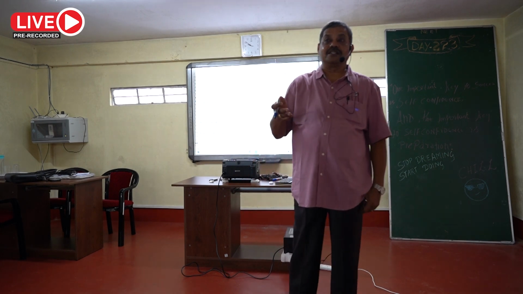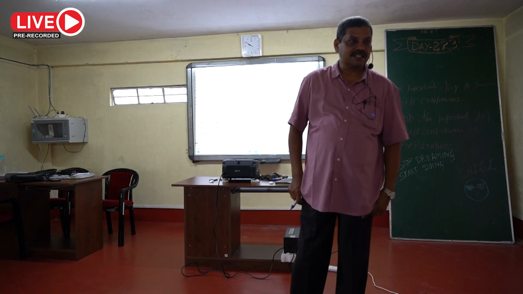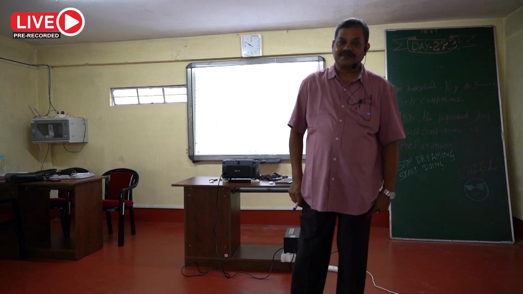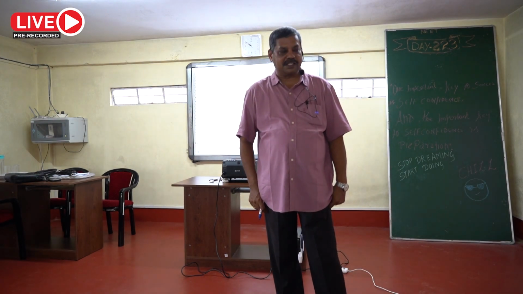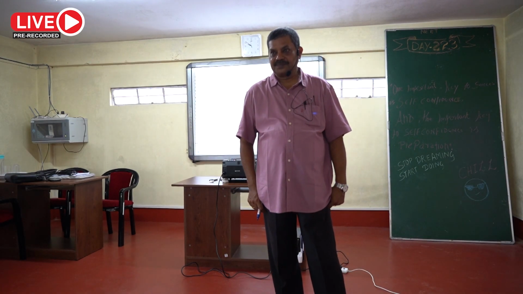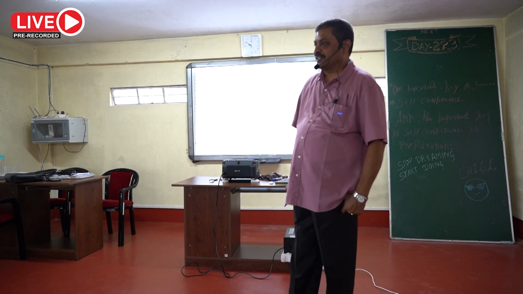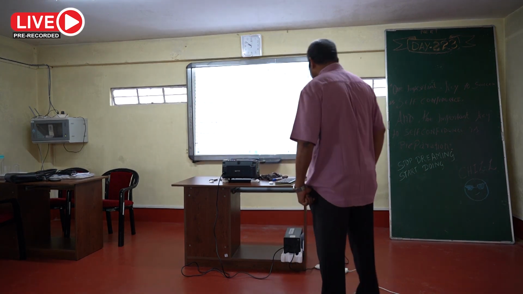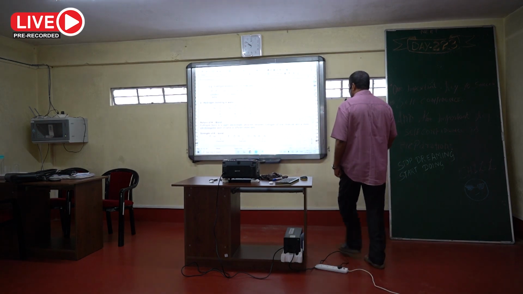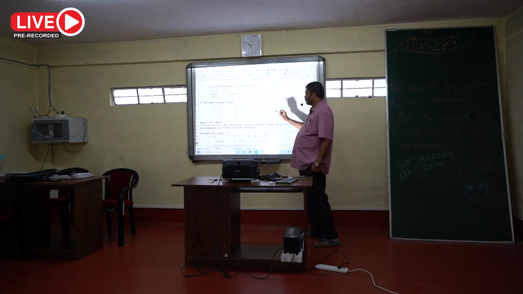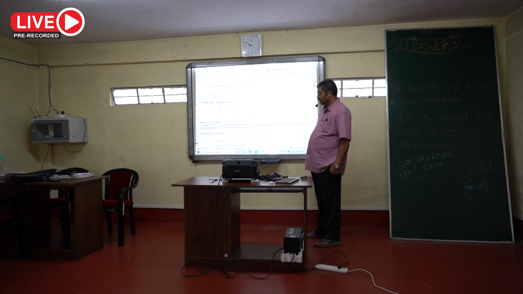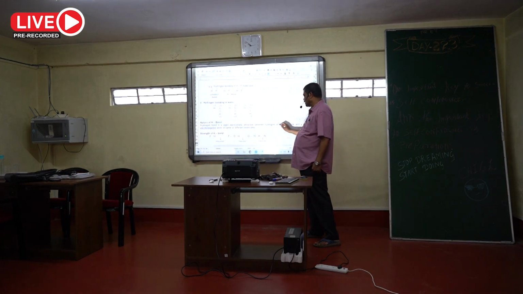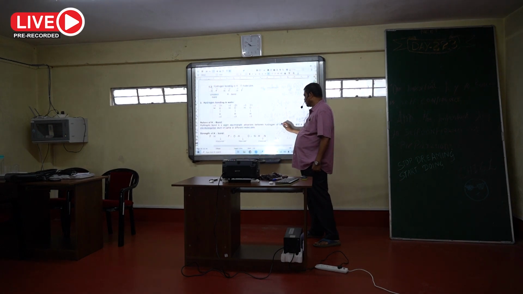Why don't they react among themselves in the atmosphere? While nitrogen and oxygen are present in larger proportion, why are they not reacting with each other? Because to react with each other, you have to break this triple bond and this double bond, which requires a temperature of more than 3000 degrees centigrade.